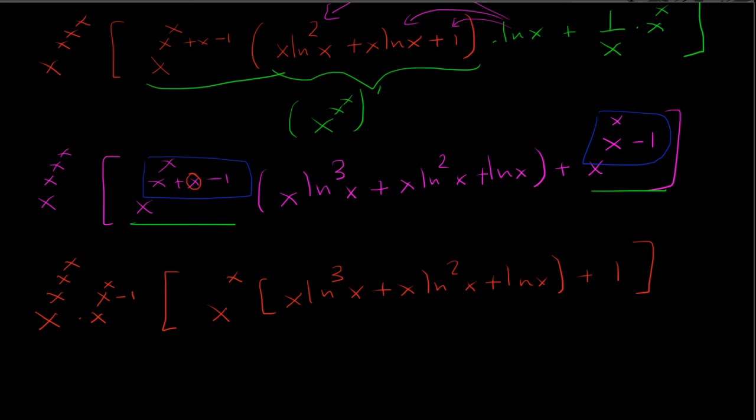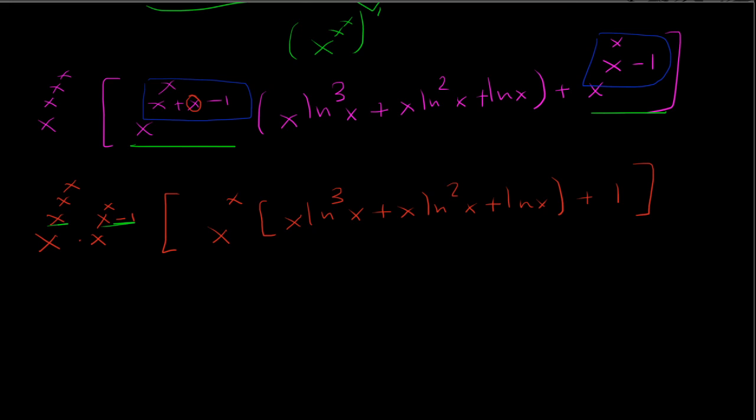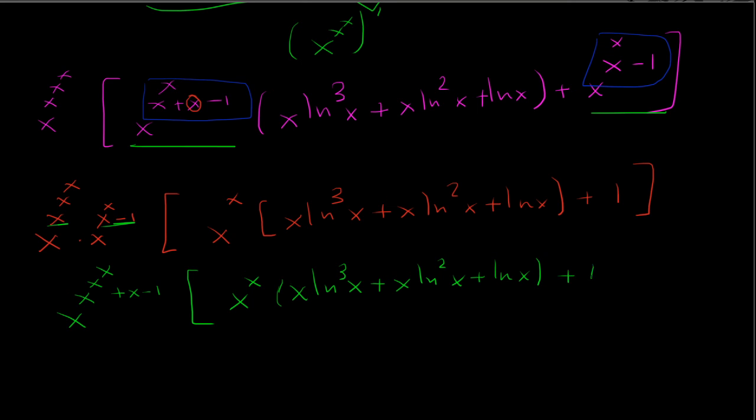Okay, and notice that they have the same base, so you just add the exponents. So we're going to add these. And then we're just going to leave whatever's inside the same. So x ln cubed plus x ln squared plus ln of x plus 1. And this is the final derivative.